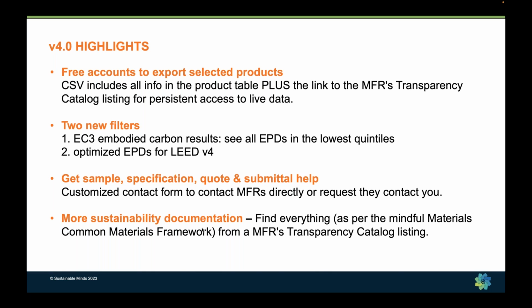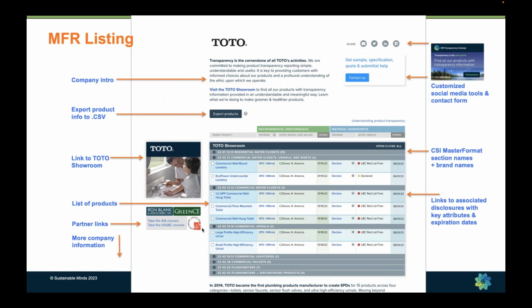We're going to be sending you back to the manufacturer's website for more sustainability documentation, or we'll send you to the Mindful Materials site to get the documentation in addition to EPDs and material ingredient disclosures, if the manufacturer has populated additional content there. So there are going to be a bunch of different ways manufacturers can provide you access to that additional content without having to add it to the transparency catalog, beyond just working with us to link to the right location.